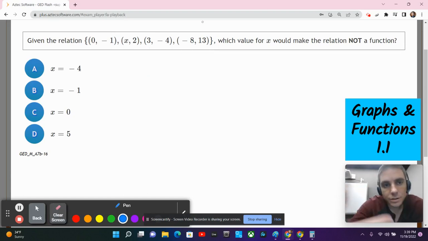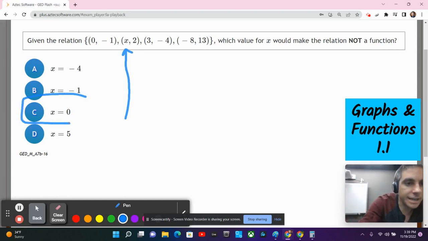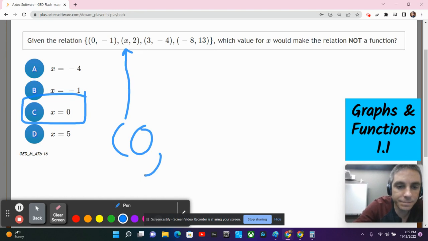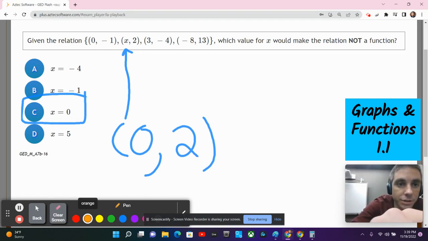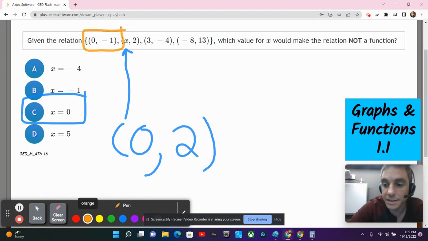So what would make this not a function is if we chose a number here for x that has already been used, that's already been paired with a number. In this case, that answer is 0. If we chose 0 for this x, then it would basically say that 0 is paired with 2 as its y value. But 0 was already paired with -1 in the first set of points.